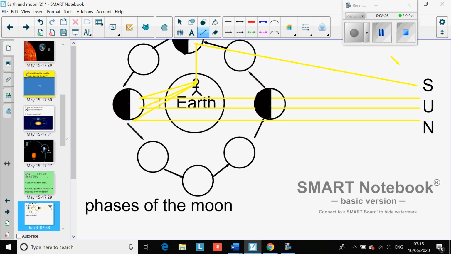So what you've got is a sheet called Phases of the Moon. What you need to do is cut the different phases of the moon out and stick them in the right place. The first one's been done for you, and hopefully that will allow you to work that out. That should probably take you about 5 or 10 minutes to do. So pause the video and have a go at that, please, now.